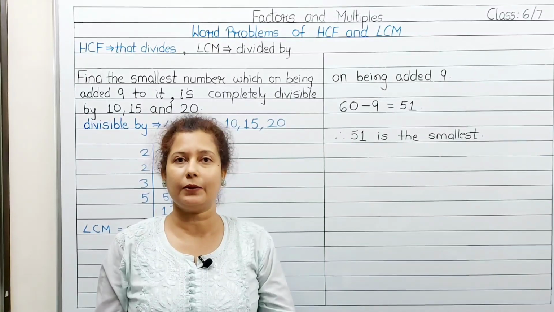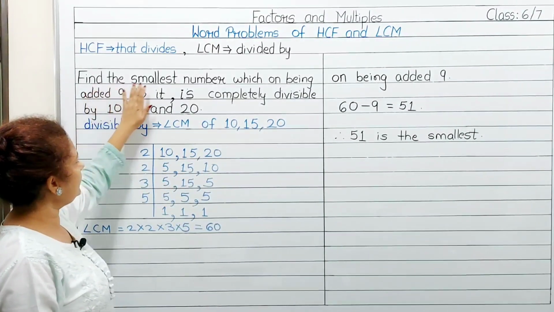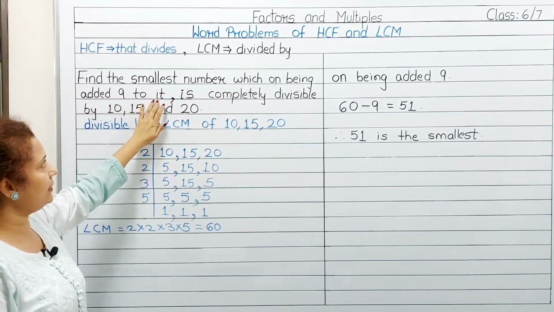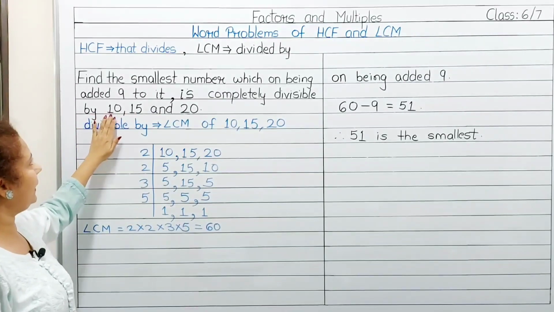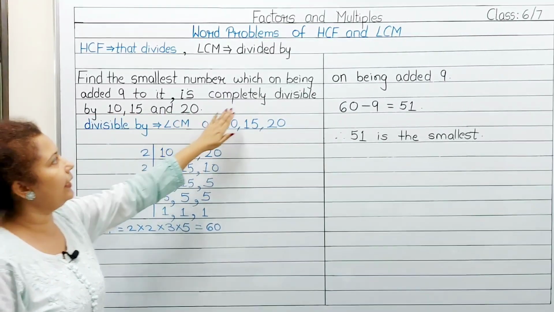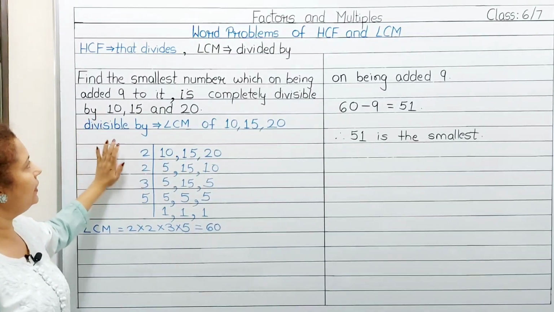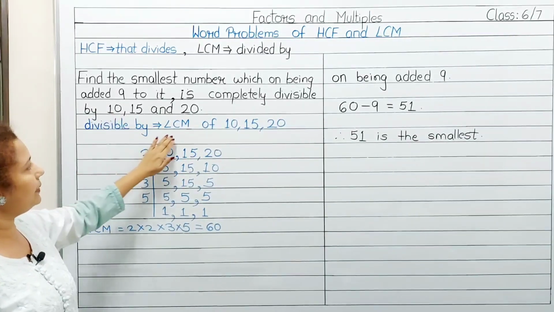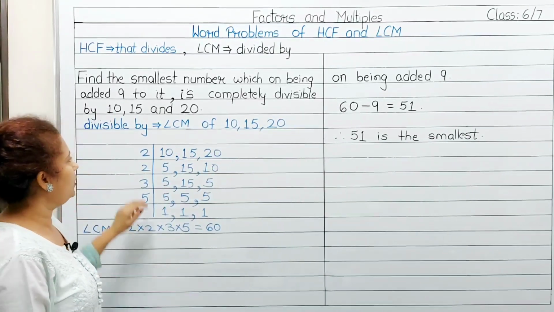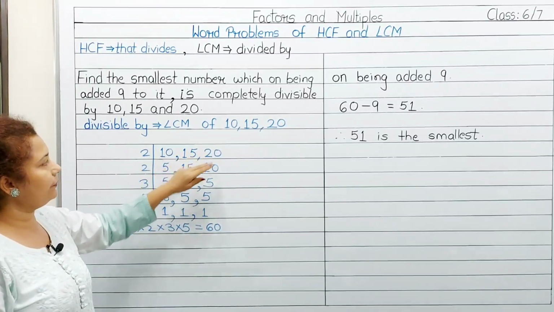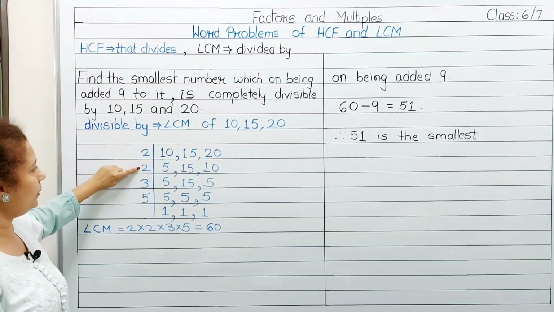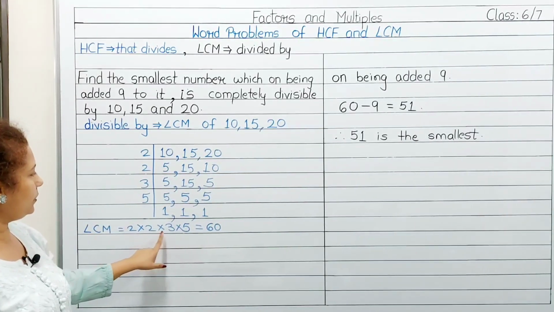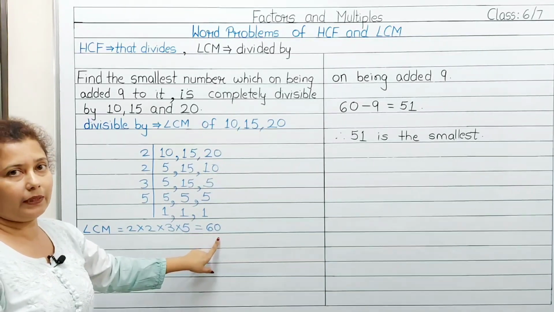One more sum similar to the previous sum. Find the smallest number which on being added 9 to it is completely divisible by 10, 15 and 20. Again completely divisible by. So divisible by is given, that means we have to find the LCM, and the given numbers are 10, 15 and 20. So when we find the LCM of 10, 15, 20, we get the factors 2 times 2, 1 times 3 and 1 times 5. So we will multiply 2 into 2 into 3 into 5 equals 60.